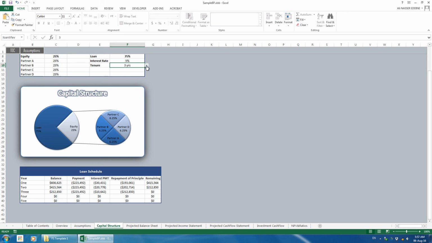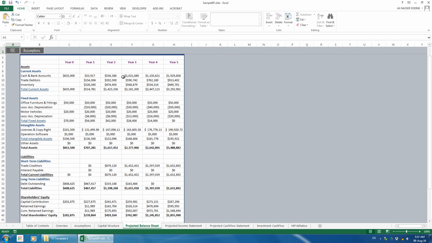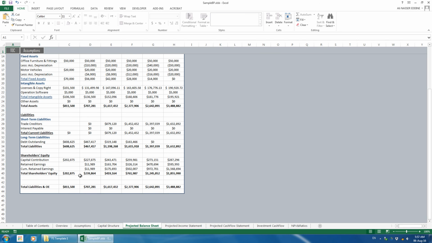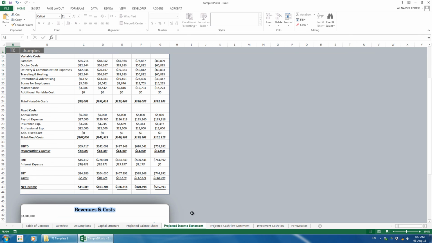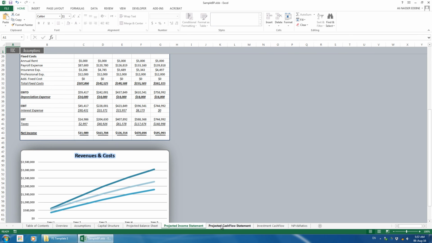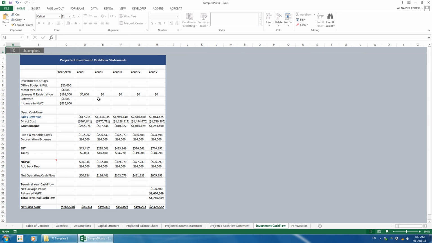The remainder of this feasibility study follows straightforwardly. We have the balance sheet. This serves as the indicator in case we go wrong. Total assets should always be equal to total liabilities plus total owner's equity. Next, we have the income statement. Then, we have the cash flow statement. Next, we have the investment cash flow statement, which allows us to calculate the net present value among others.